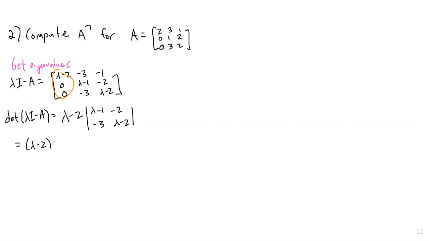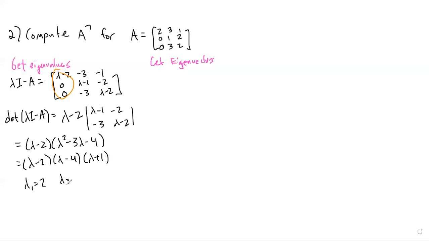So I'm going to get lambda minus 2 times lambda squared minus 3 lambda, that'll be plus 2 minus 6, so minus 4. And so it looks like we get lambda minus 2, lambda minus 4, and lambda plus 1. And so from there, we are going to get all of our eigenvectors. So we have 2, 4, and -1.